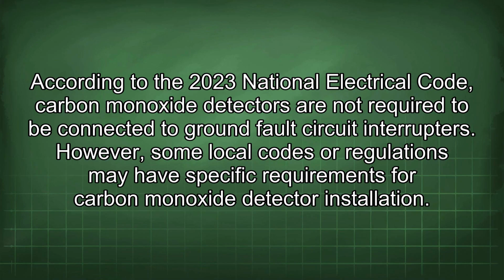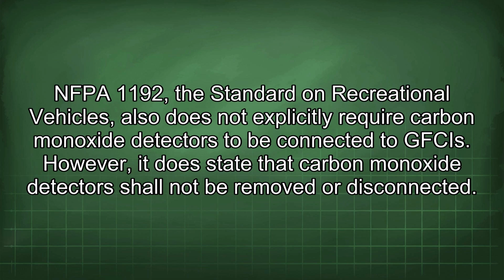According to the 2023 National Electrical Code, carbon monoxide detectors are not required to be connected to ground fault circuit interrupters. However, some local codes or regulations may have specific requirements for carbon monoxide detector installation. NFPA 1192, the standard on recreational vehicles, also does not explicitly require carbon monoxide detectors to be connected to GFCIs. However, it does state that carbon monoxide detectors shall not be removed or disconnected.